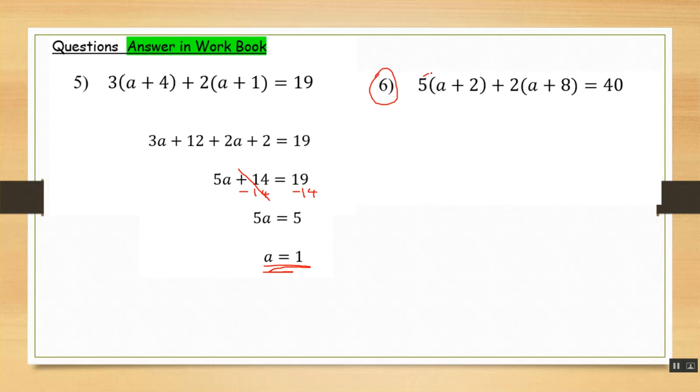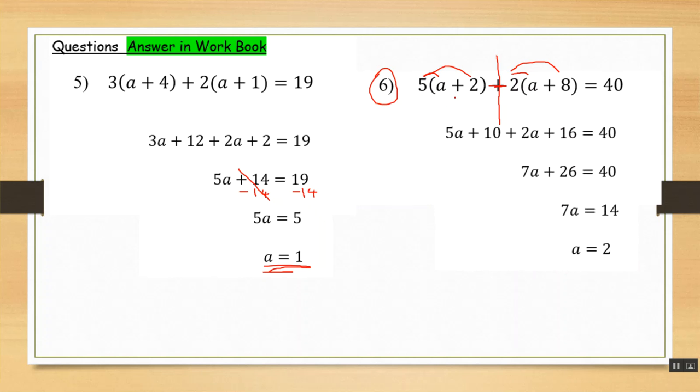Question 6. Again, expand the brackets. And this plus sign separates the two brackets, so do these separately. So 5 lots of a plus 2 becomes 5a plus 10. And 2 lots of a plus 8 becomes 2a plus 16. 5a plus 2a becomes 7a. 10 plus 16 becomes 26. And now we take 26 from both sides. 40 take away 26 is 14. 7a equals 14. Divide by 7 to give a equals 2.